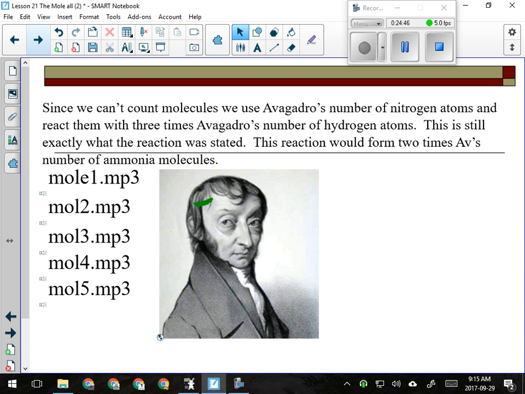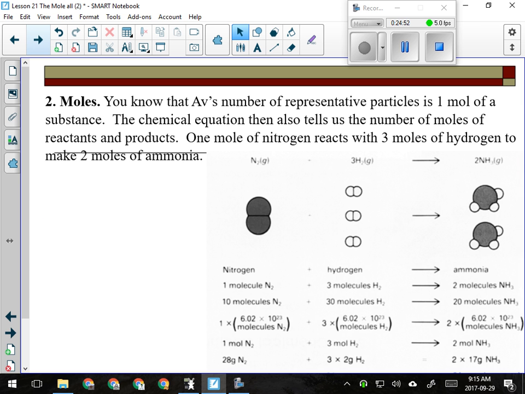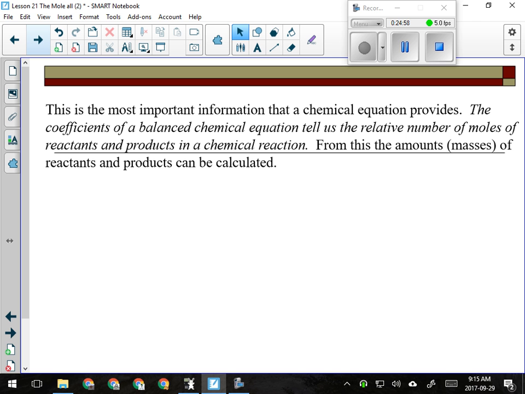So we can't obviously count molecules. That's why Avogadro came up with his number, and that's why we use it. We said also that those coefficients could represent the number of moles. So we've already talked about that, and that's the most important information provided by a balanced chemical reaction.